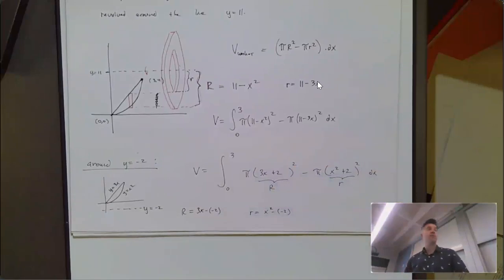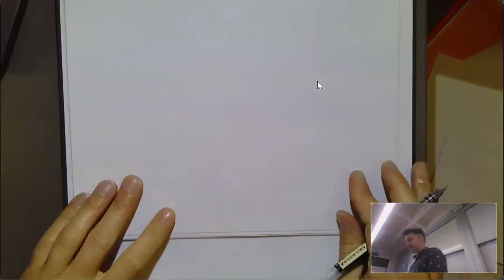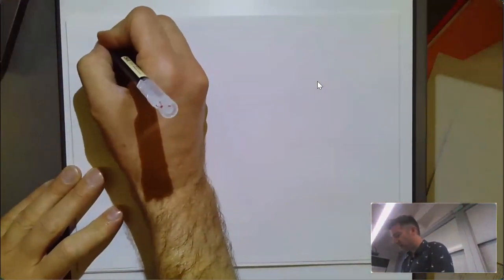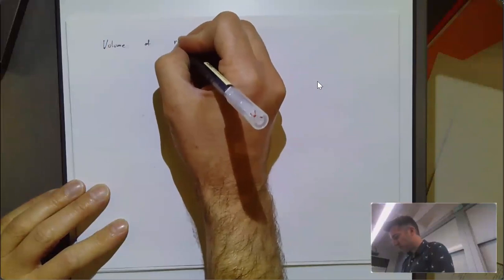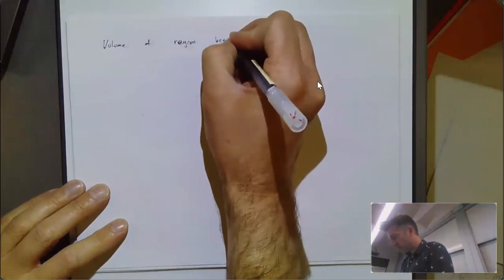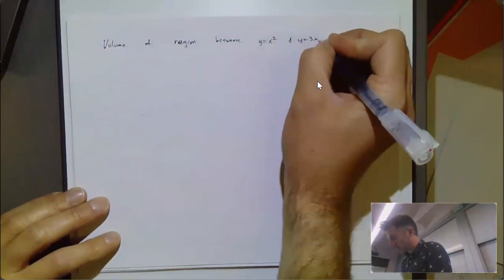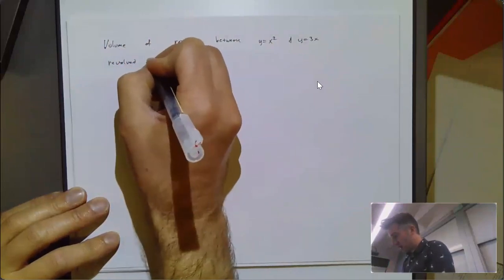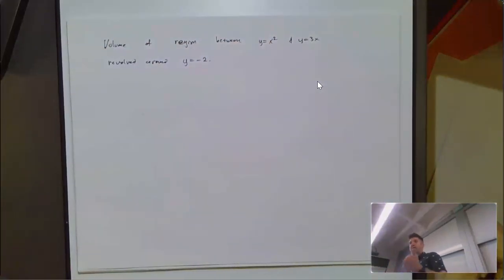Question: is there any way of knowing which one is the largest and the closest without the graph? Ah, that's a good question. Let's see. So let's say I asked the same question, but I said you were disbarred from graphing. So if I wanted to find the volume of that region between y equals x squared and y equals 3x revolved around y equals negative 2. Okay, so we're not going to draw a graph.